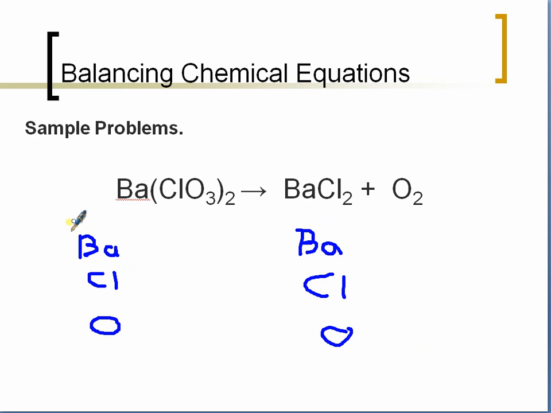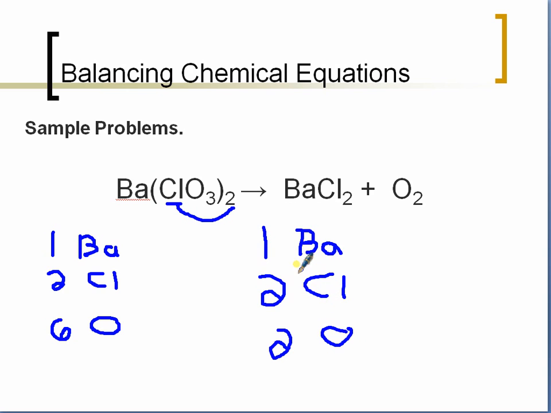Okay, on the left side I have 1 barium. Now, this 2 here distributes. So this 2 distributes to every element. So on this one I have 1 chlorine times 2. That's going to make it 2 chlorines. 2 times 3 is going to make that 6 oxygens. So that 2 does distribute to each element in the parentheses. On the right side, on the product side, I have 1 barium, 2 chlorines, and 2 oxygens. So this is definitely not a balanced chemical equation.